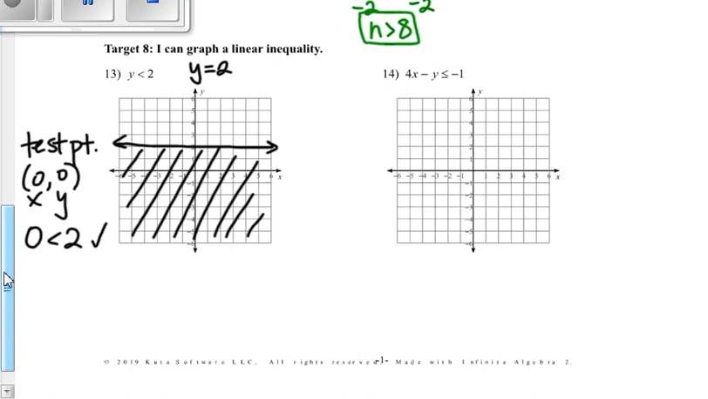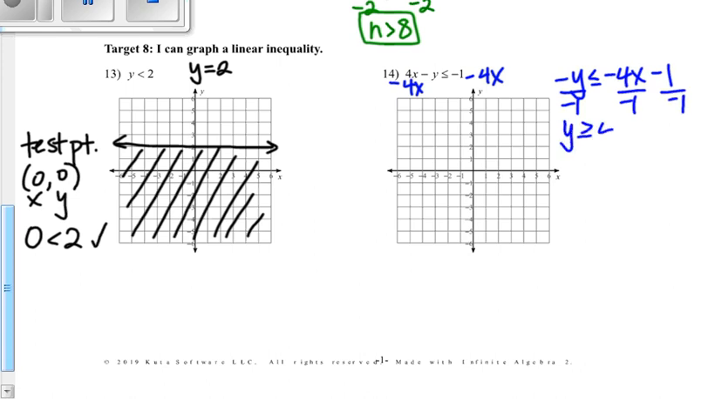On 14, our inequality actually isn't in slope-intercept form, so I'm going to put it in slope-intercept form to start with. So I have -y is less than or equal to -4x minus 1. And then I'm going to have to divide by a -1. And I'm dividing by a negative, so remember to switch your sign. So that's +4x plus 1. So this is what I'm graphing in slope-intercept form.